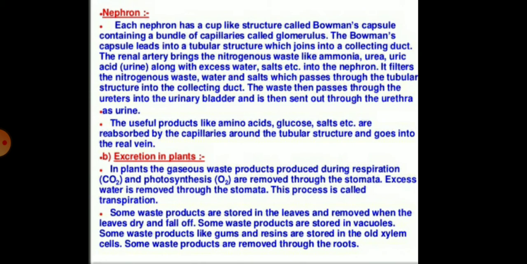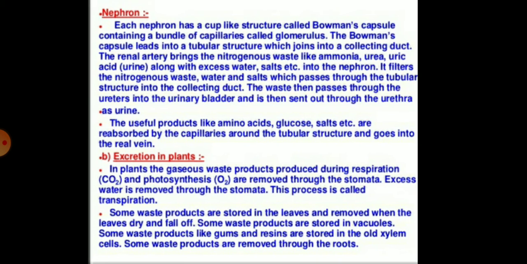The Bowman's capsule leads into the tubular structure, which joins into a collecting duct, and the renal artery brings the nitrogenous waste like ammonia, urea, uric acid along with the excess water and salt. According to the waste material, the organisms are classified into ureotelic, uricotelic, and ammonotelic organisms. The kidney filters the nitrogenous waste products, water, and salts, which pass through the tubular structure into the collecting duct.